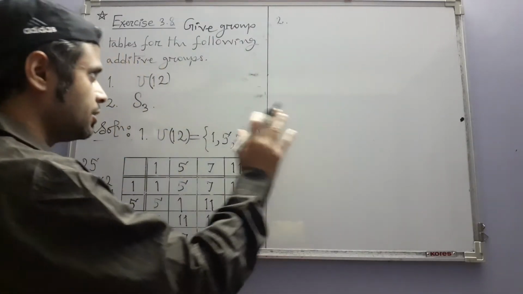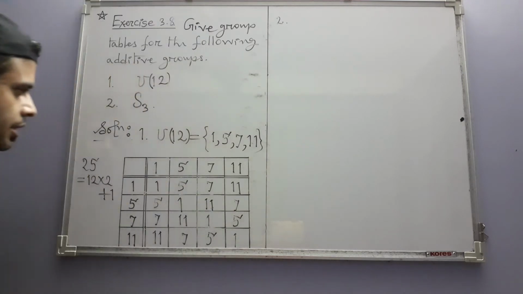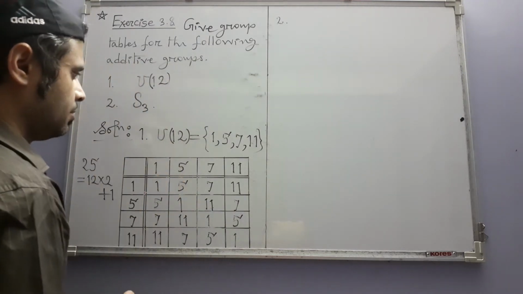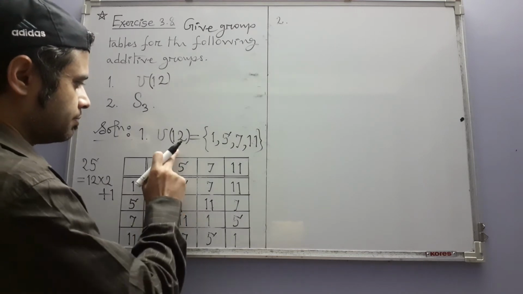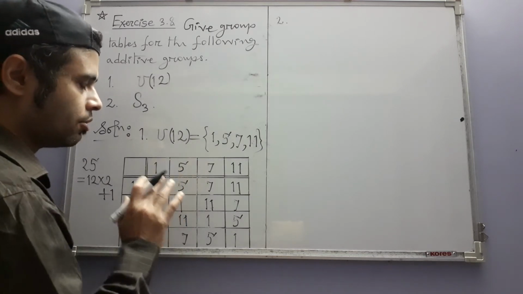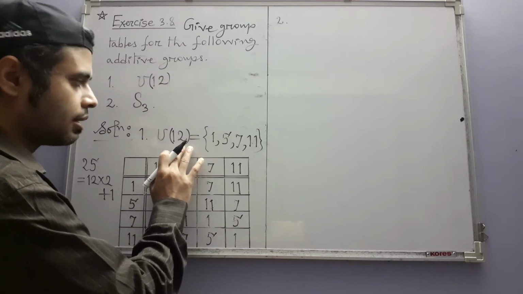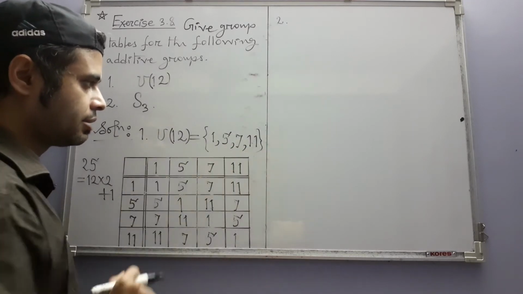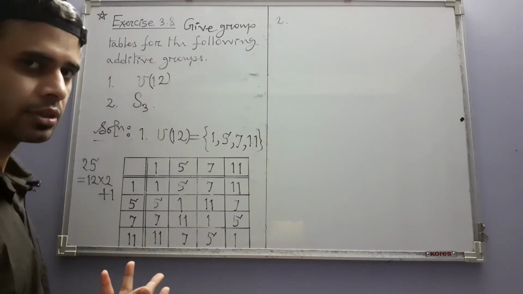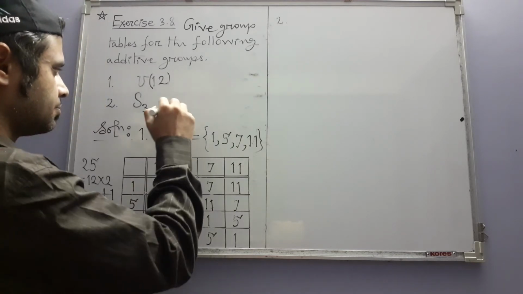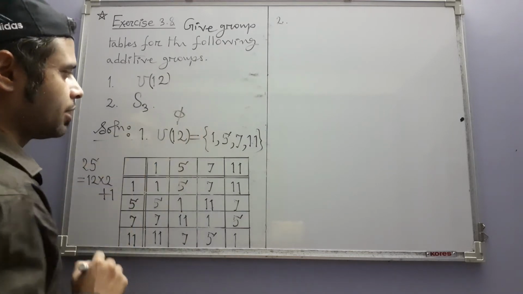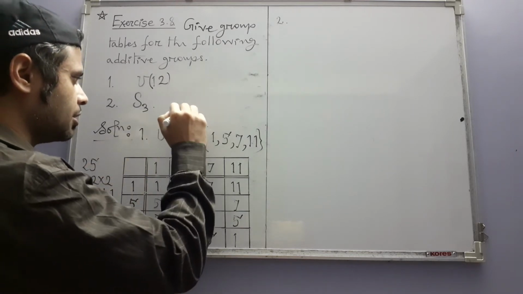Well, but before we go to this second one, there is something else that can be said about this U12. Just to know how many elements there are in U12, it's not necessary to actually find the elements. There is a formula for that in number theory, which is your familiar Euler phi function, phi of 12.